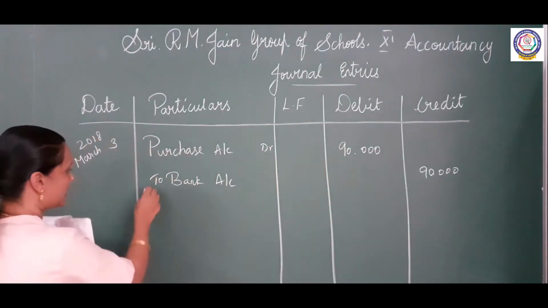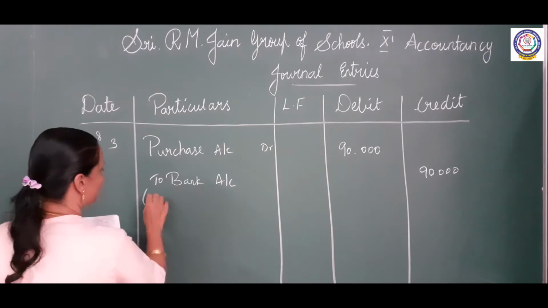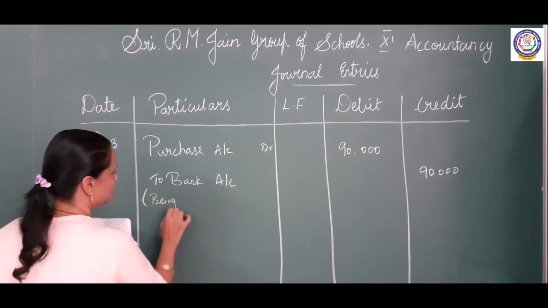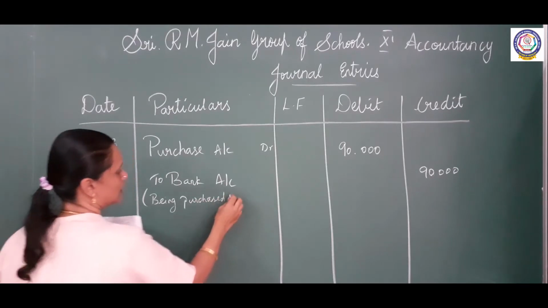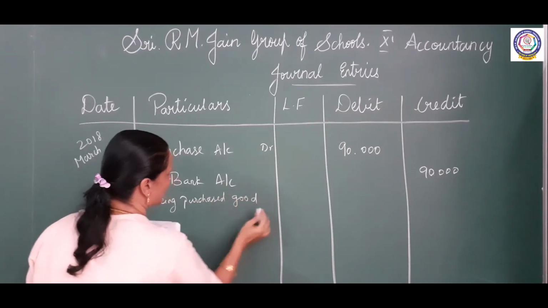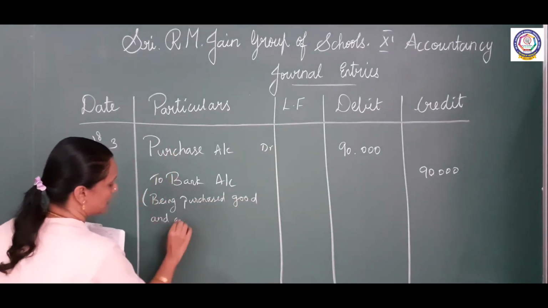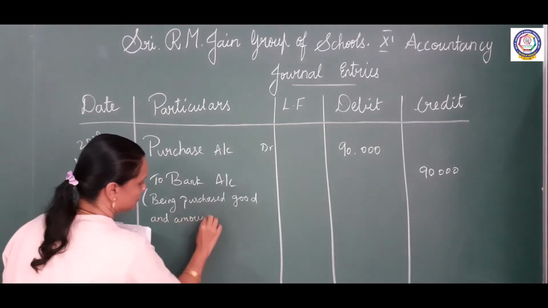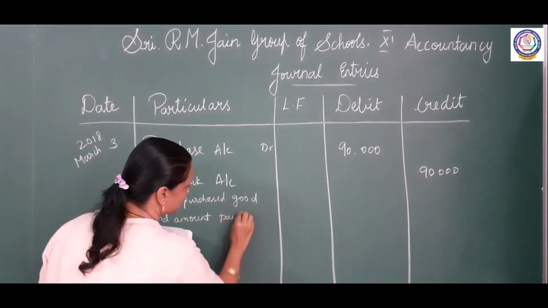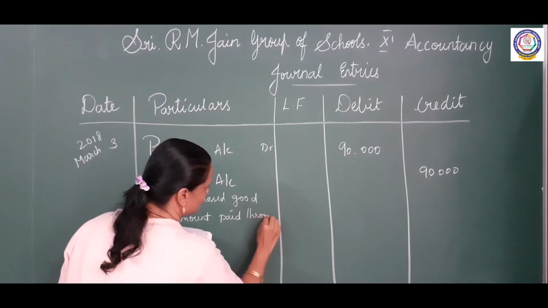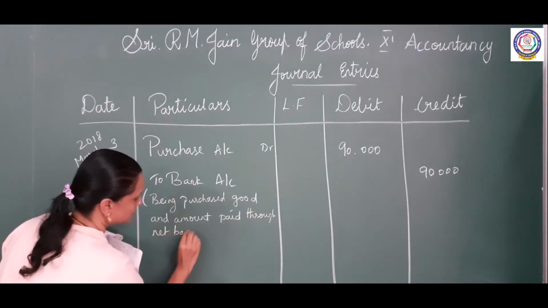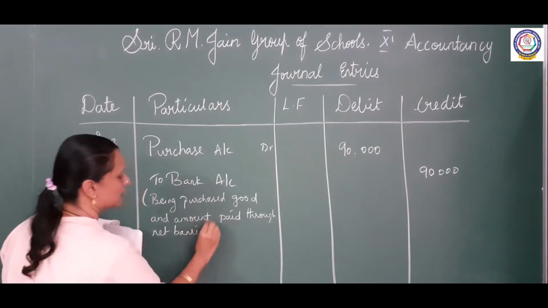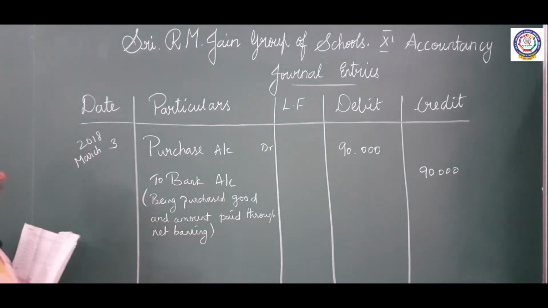Okay, so here what you should write? So being purchased goods and amount paid through net banking. Okay, like that you have to write.